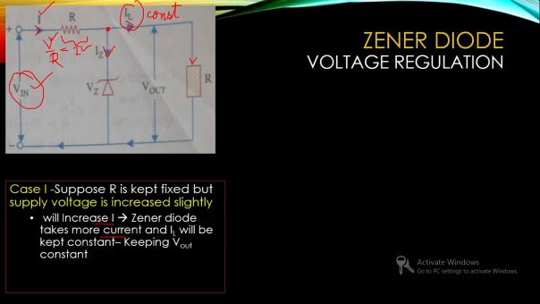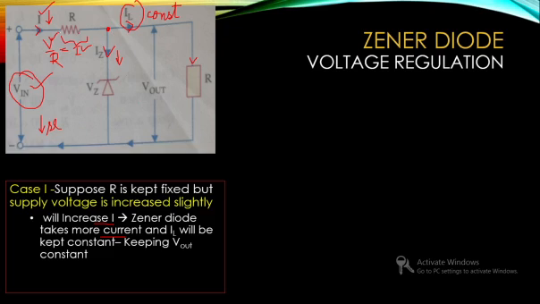So that is one way of doing. So you can think in the reverse order also. Let us consider now the supply voltage V is decreasing. If the supply voltage decreases, current will also decrease. The current decreases, but IL has to be kept constant. So the Zener draw current will also decrease, so that IL is kept constant.